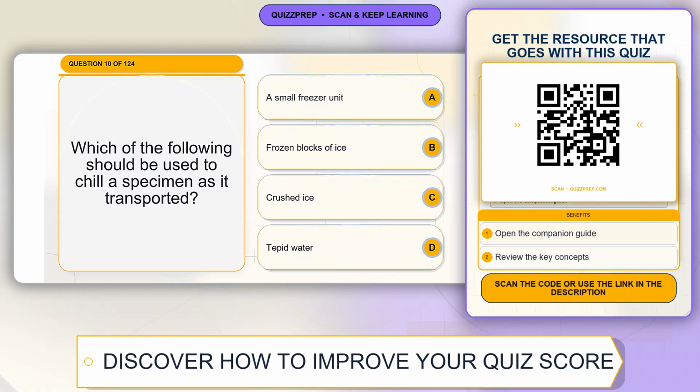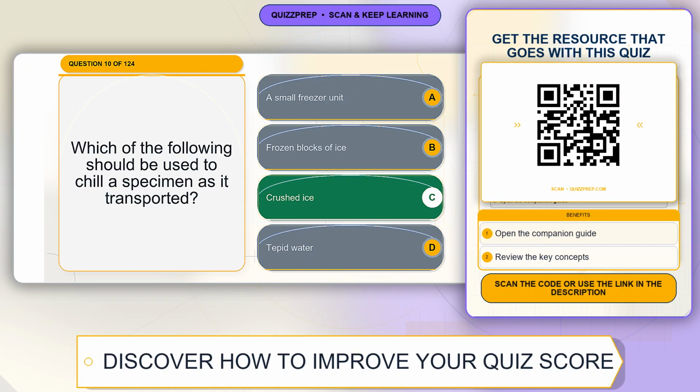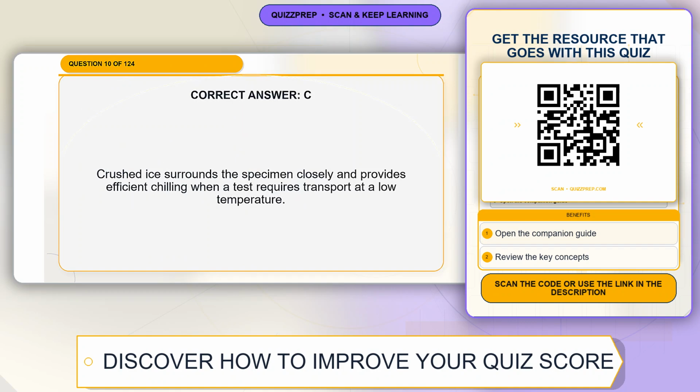Question 10. Which of the following should be used to chill a specimen as it is transported? Option A, a small freezer unit. Option B, frozen blocks of ice. Option C, crushed ice. Option D, tepid water. The correct answer is option C, crushed ice. Explanation. Crushed ice surrounds the specimen closely and provides efficient chilling when a test requires transport at a low temperature.